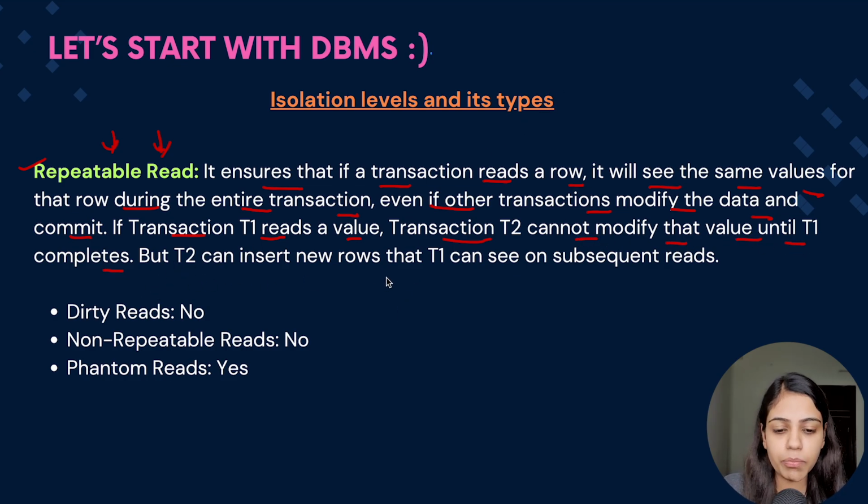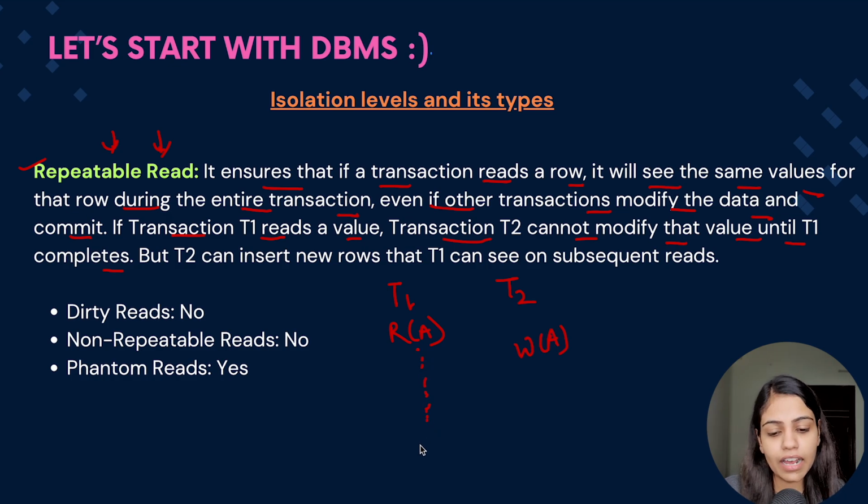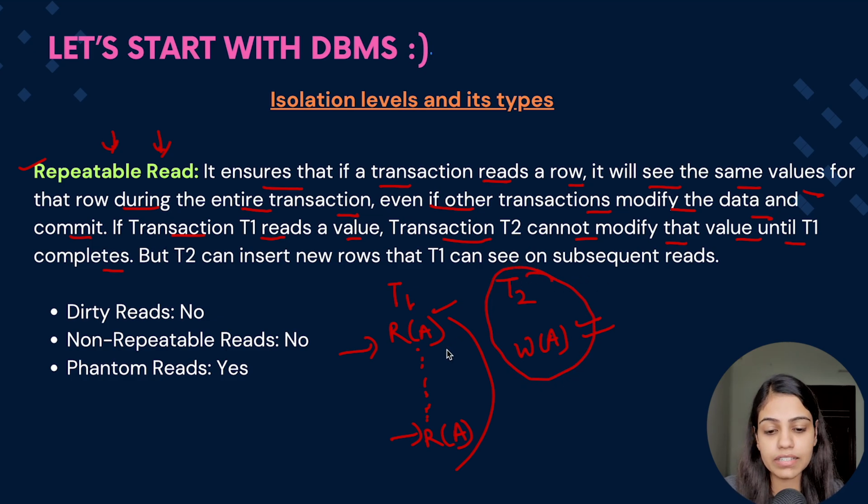So how was this read-read problem happening? Consider T1 and T2. In T1 I was reading some value, and in T2 I was writing some value, but because of some issue T1 stopped and after some time started again. So if I read the value here and here, they were different. But according to repeatable read, if a transaction reads a row, it will see the same value of the row during the entire transaction, even if another transaction modifies the data and commits. So even if T2 commits or modifies the data, T1 will always read the same data which it read at the start of the transaction.